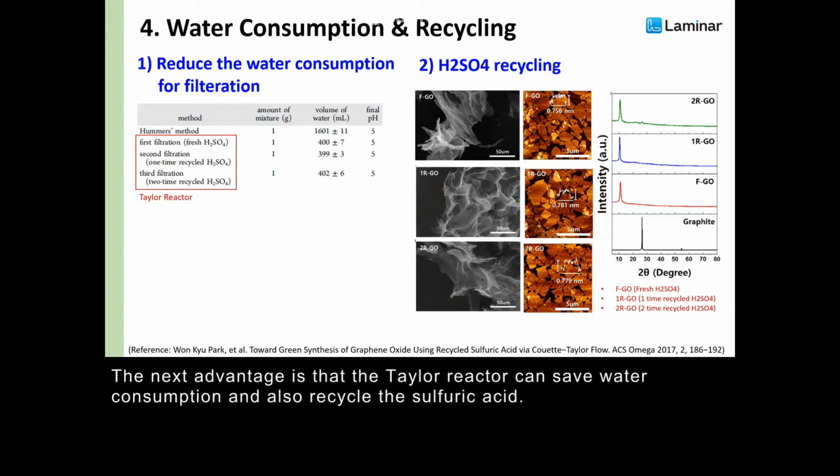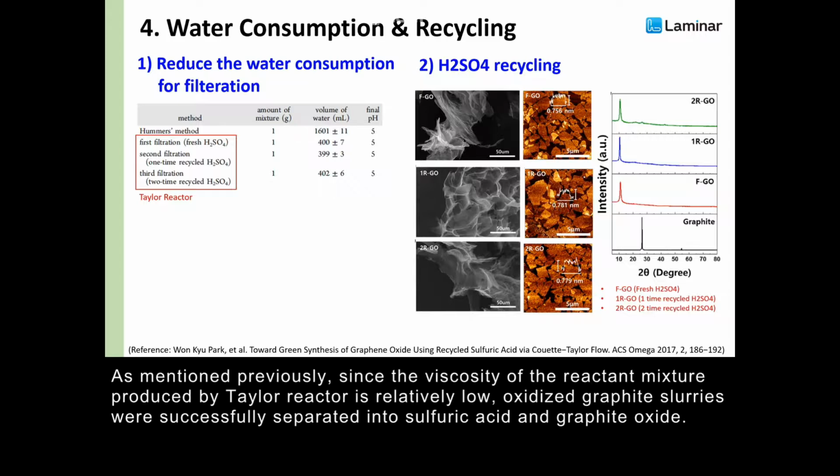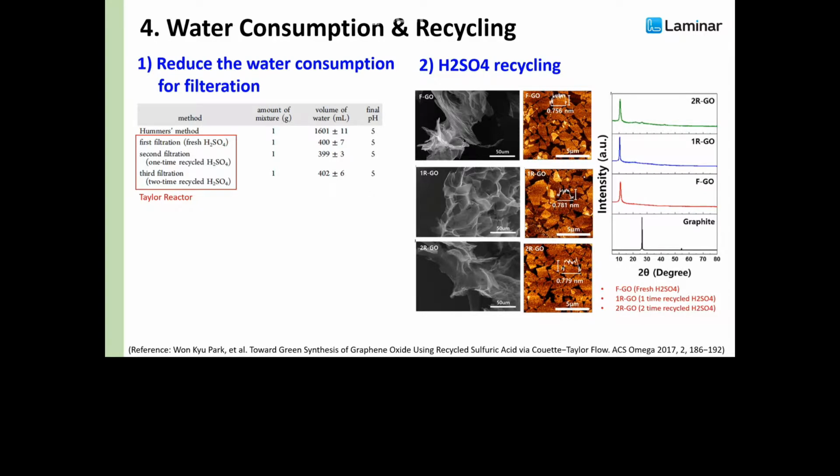The next advantage is that the Taylor reactor can save water consumption and also recycle the sulfuric acid. As mentioned previously, since the viscosity of the reactant mixture produced by the Taylor reactor is relatively low, the oxidized graphite slurries were successfully separated into sulfuric acid and graphite oxide.